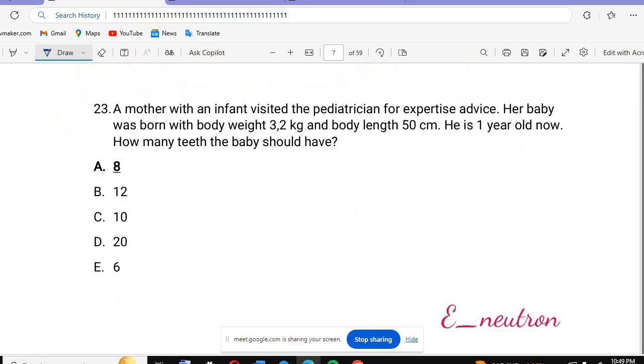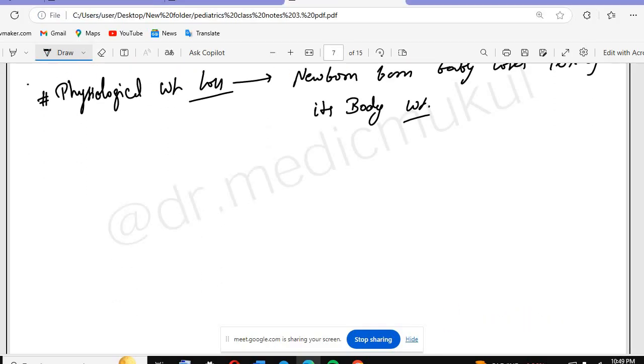Okay. Then our question was about the dental formula, how many teeth the baby should have. So remember, if we talk about the dental formula, how many teeth are present in adults? 32. Okay. So that will be 2, 1, 2, 3, 2, 1, 2, 3.